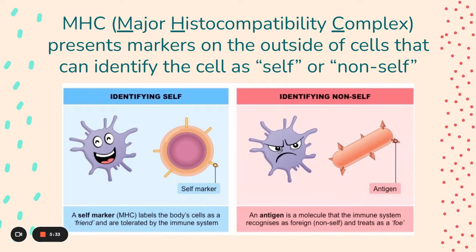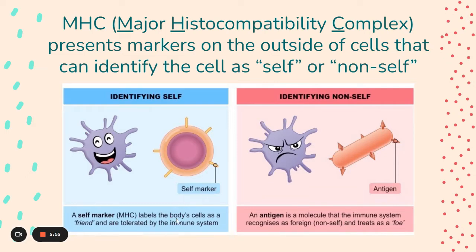They're presented on the outside of the cell by this complex of proteins called the major histocompatibility complex, or MHC. And this allows our own cells to be marked as belonging to our body. So it's a way to identify cells that belong to us and that should be tolerated by the immune system.